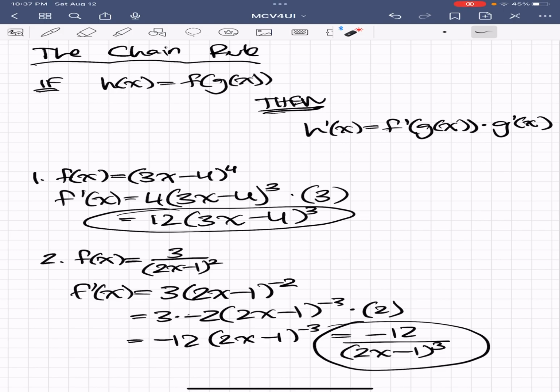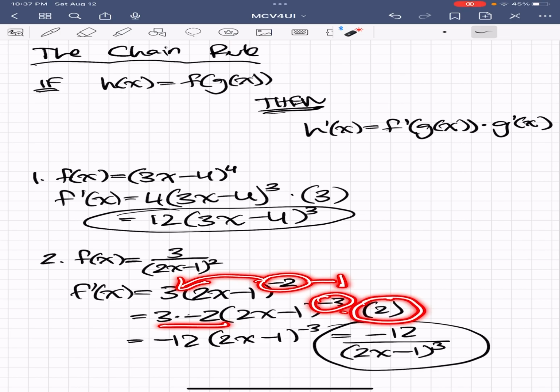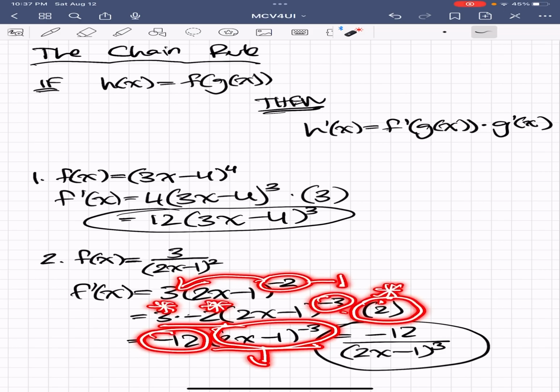And then I brought that negative 2 down next to the 3, and I multiplied them together. It became a coefficient instead of an exponent. And then I subtracted 1 from the negative 2, and it became a negative 3 here and here. And then I took the derivative of g of x, which is 2. I multiplied this one and this one to get negative 12. And then I still had a negative exponent of negative 3. So I brought this expression down to become negative 12 over, in brackets, 2x minus 1 to the power of 3. And that's the final answer.